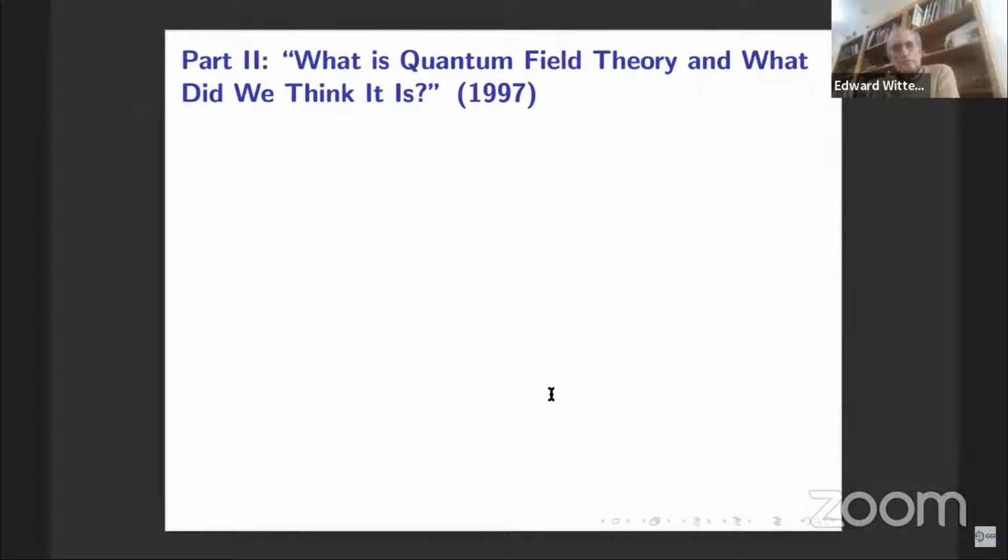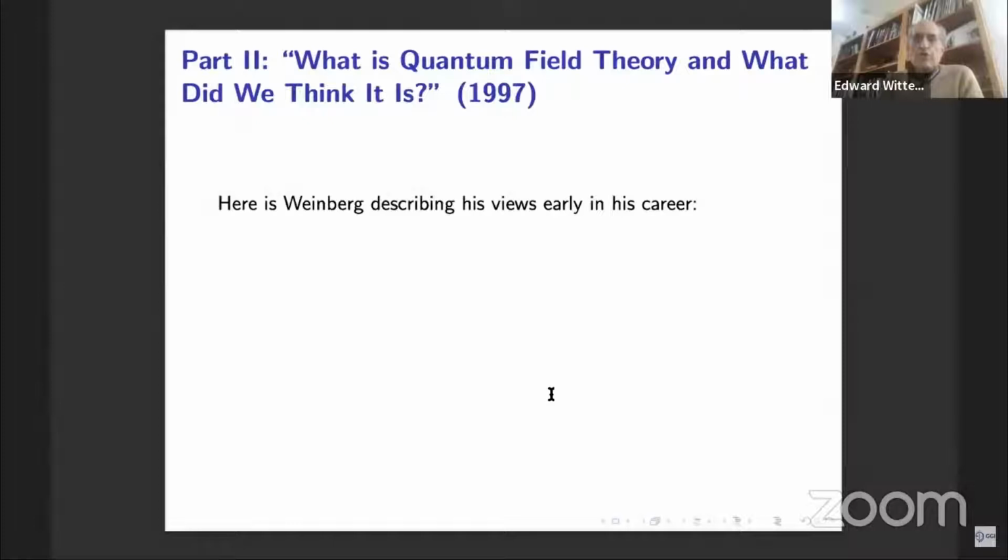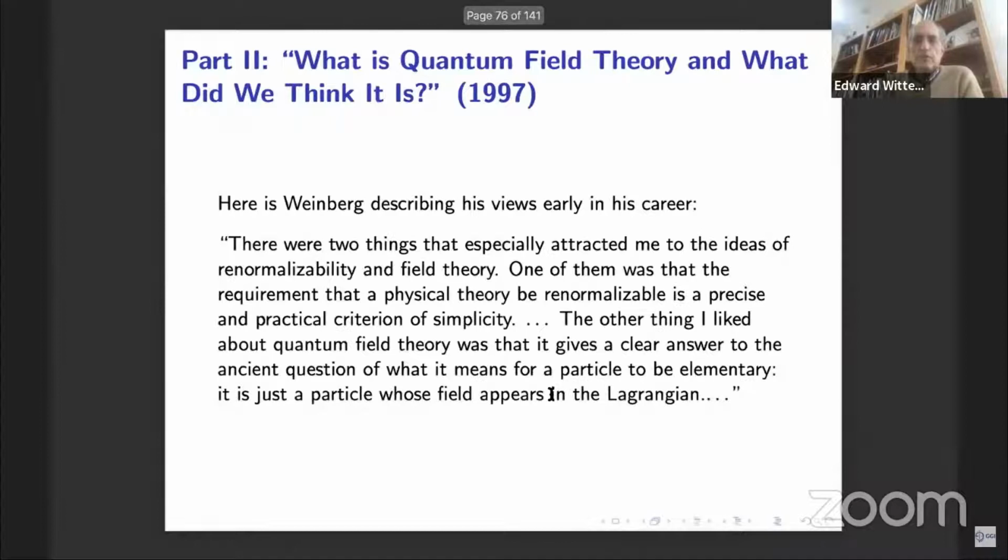And as you see, the main change is a rethinking of everything, reformulation in terms of effective field theory as the central tool to organize what we know. So here's Weinberg describing his views early in his career. And it'll be, of course, the views that he described in the Nobel Prize speech. Well, first of all, two things especially attracted me to renormalizability in field theory. One was that the requirement of renormalizability is a precise and practical criterion of simplicity. And the other thing, I think this one is interesting, and this one he doesn't really critically discuss later, at least in this lecture, to what extent it held up or doesn't hold up.